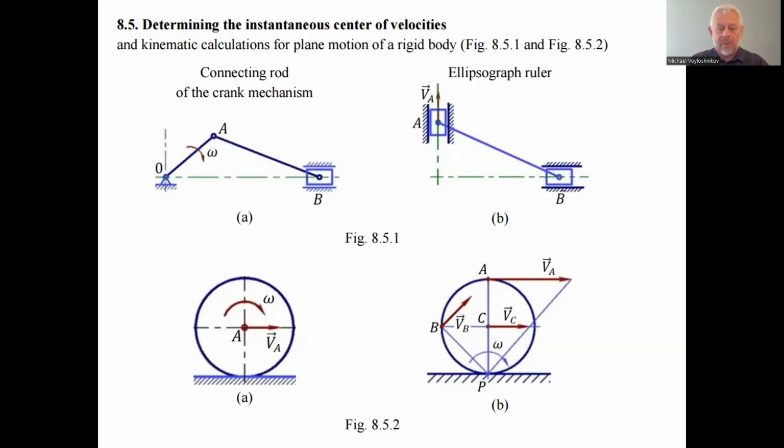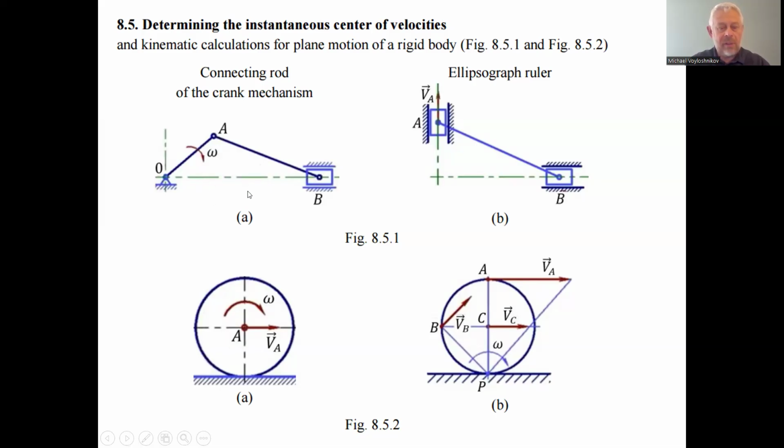So there's an example of the flat motion of the mechanical systems, for which it is very relevant to use the concepts of the instantaneous center of the velocities. On the figure 8.5.1 is shown the connecting rod and the crank mechanism. So we have the slider here, and the connecting rod and the crank, to find the dependence of the elements of the motion of this mechanism.